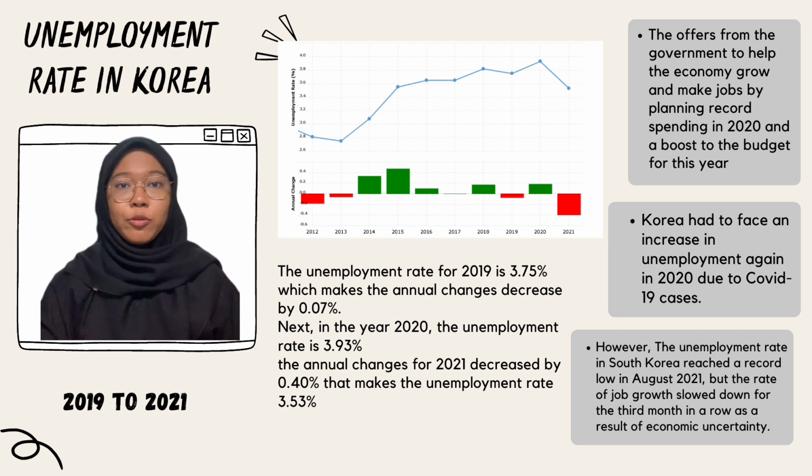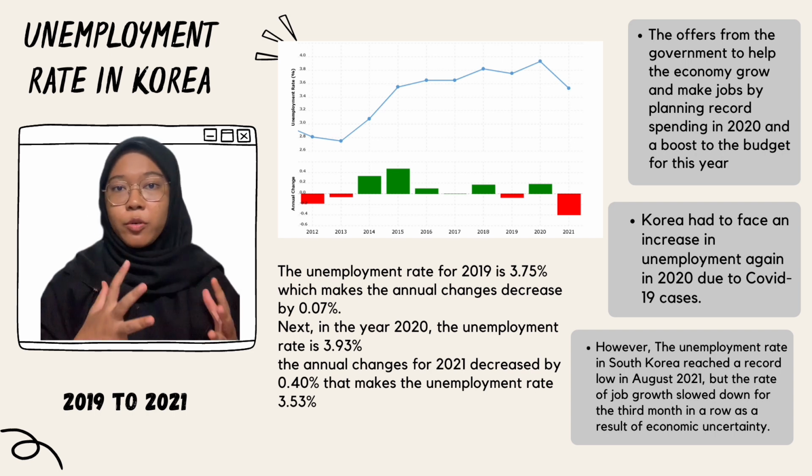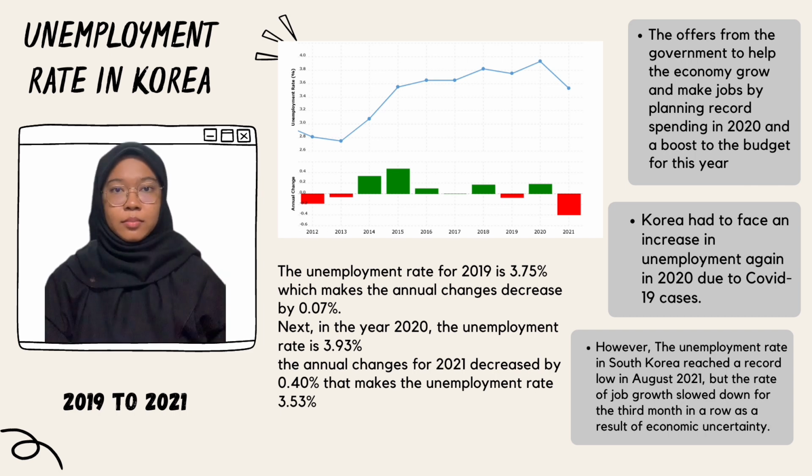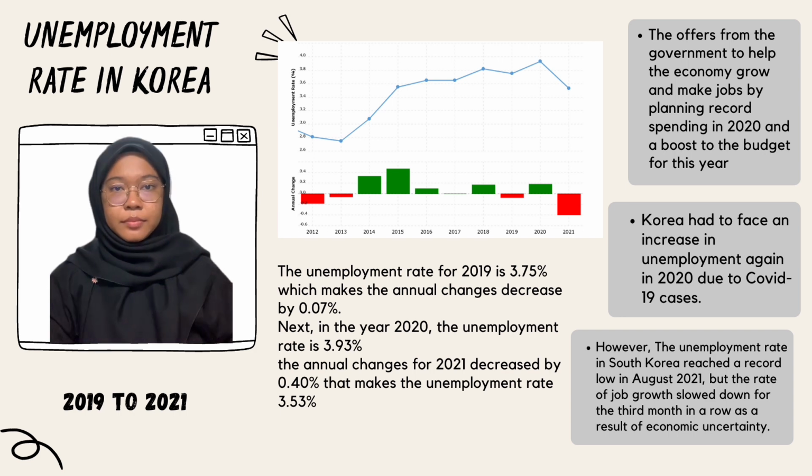However, Korea had to face an increase in unemployment again in 2020 due to COVID-19 cases. COVID-19 gave a lot of bad impacts on Korea. Everyone was required to stay at home and was not allowed to go outside the house freely until the government allowed the people to live a normal life like before. As the common effect accounts for the majority of the decline in employment, the labor market continued to deteriorate in December. These results imply that COVID-19 will have a lasting harmful effect until the threat of infection is eliminated.